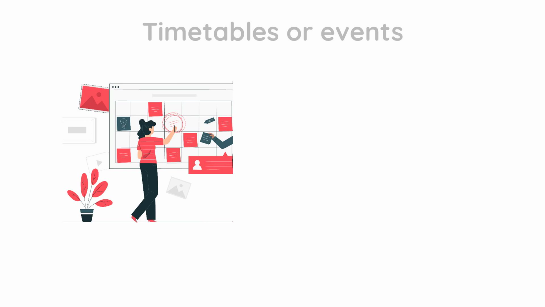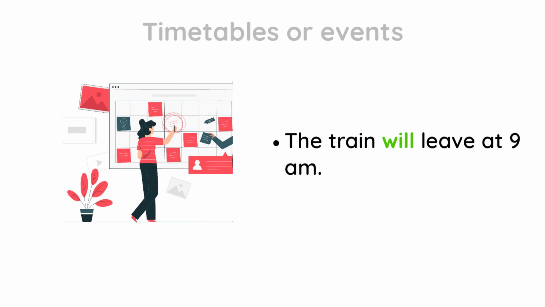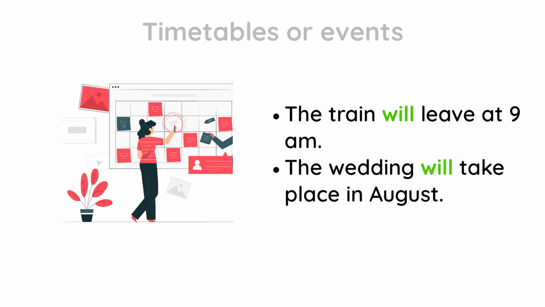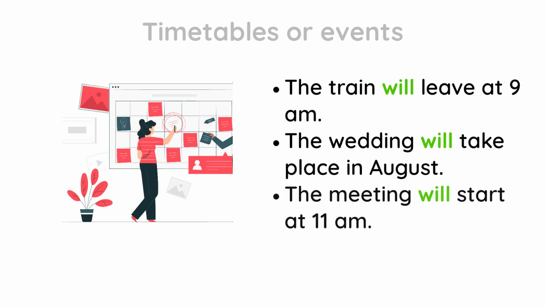Future simple can also be used when talking about future timetables or prearranged events. For example, "The train will leave at 9 a.m.," "The wedding will take place in August," and "The meeting will start at 11 a.m."